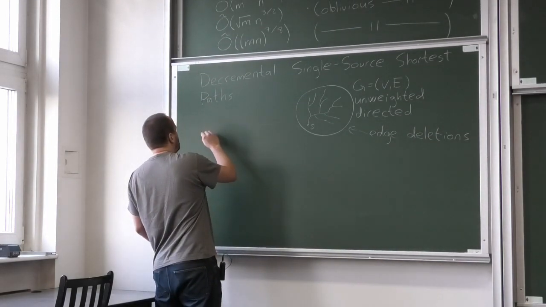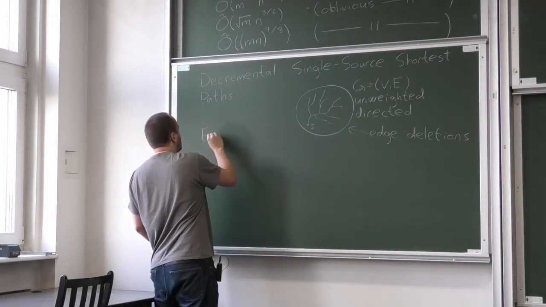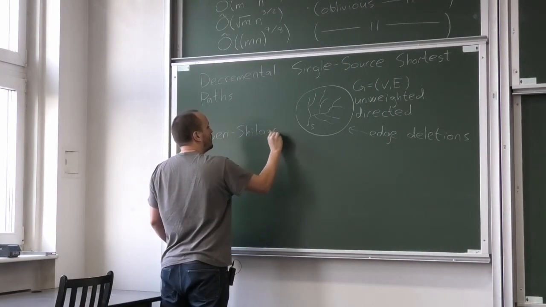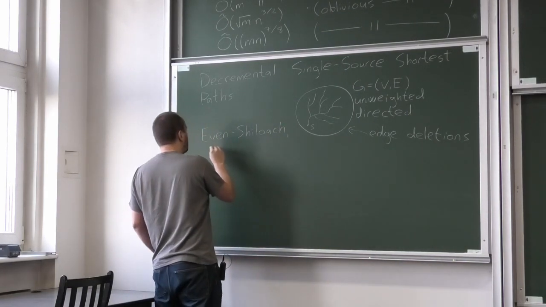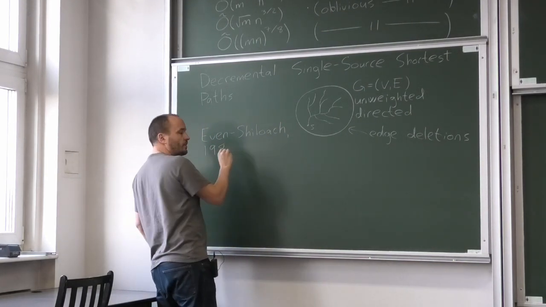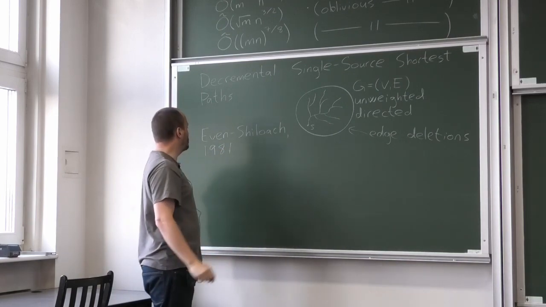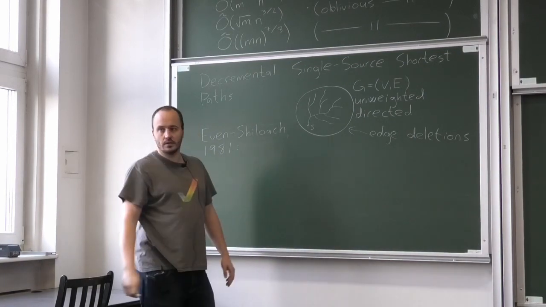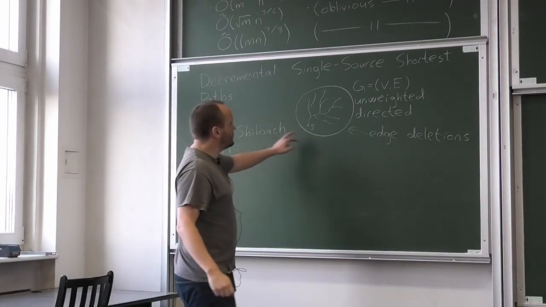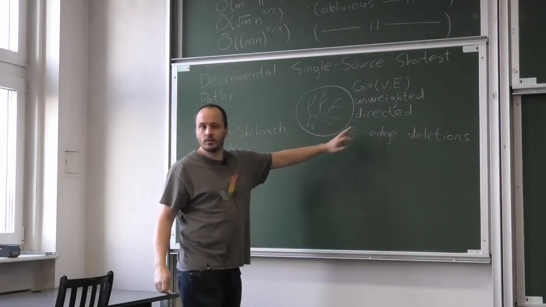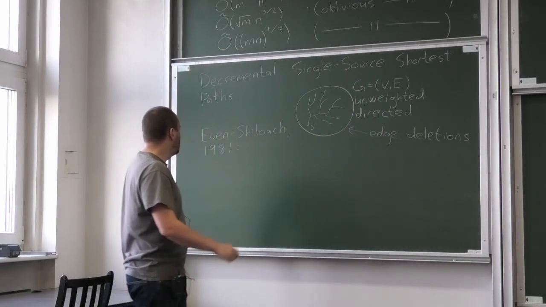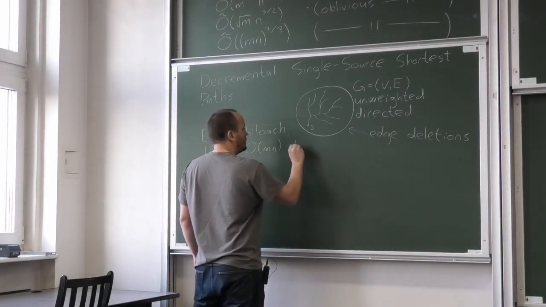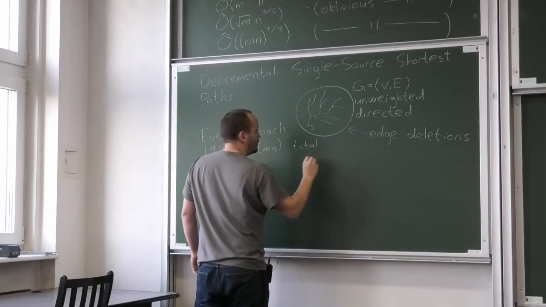So there's a classical result by Even and Shiloach. I think it's from 1981 or 82, I'm not sure, but that's right, 81. Which basically solves this problem. It was actually not written explicitly for directed graphs, but it immediately extends to directed graphs. And basically they showed that you can do O of mn total update time.